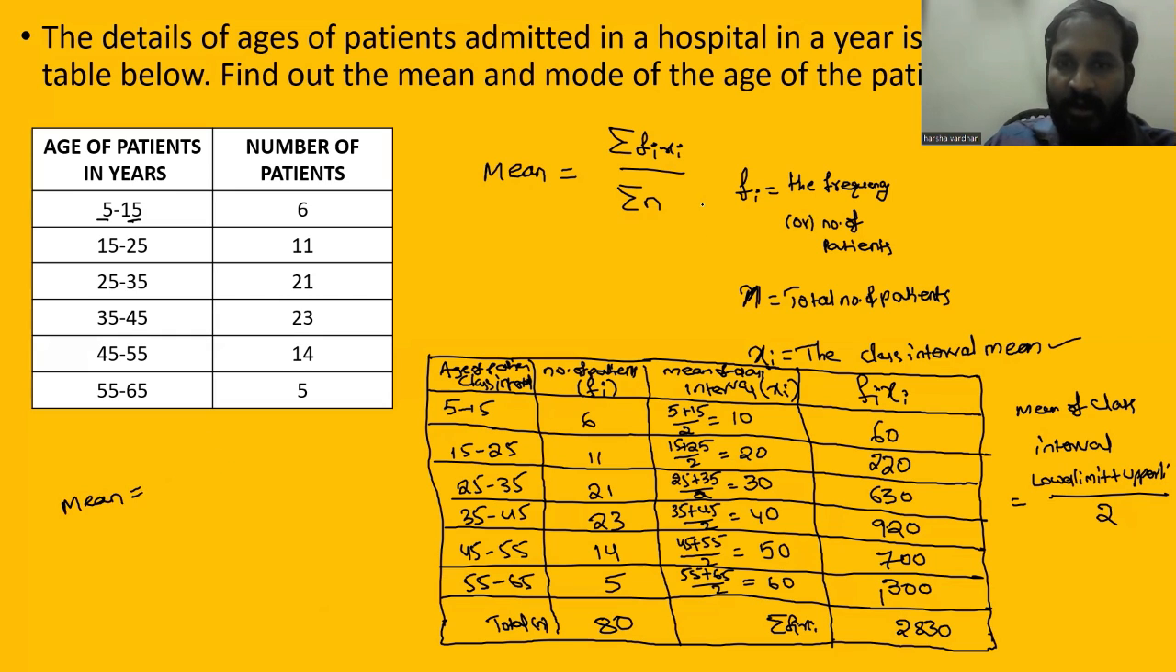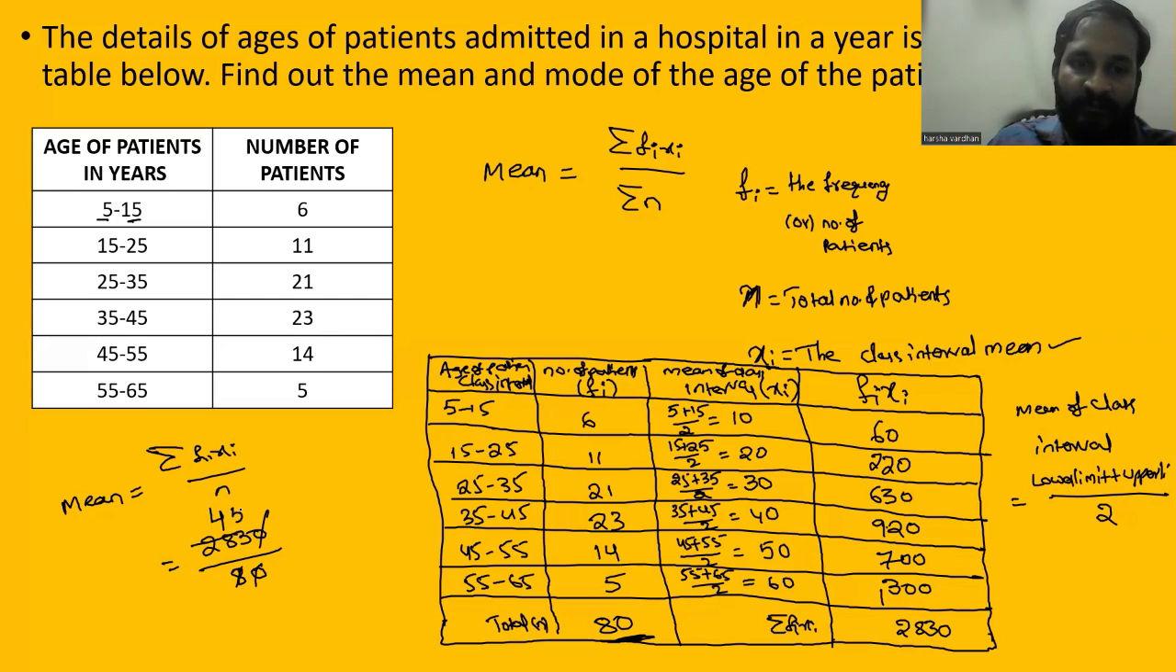Mean is equal to, already we have written this formula. If you want, you can write it once again. Fi xi by n, that is nothing but 2830 by n. N is nothing but the total number of patients, that is 80. The 0 and 0 will get cancelled.